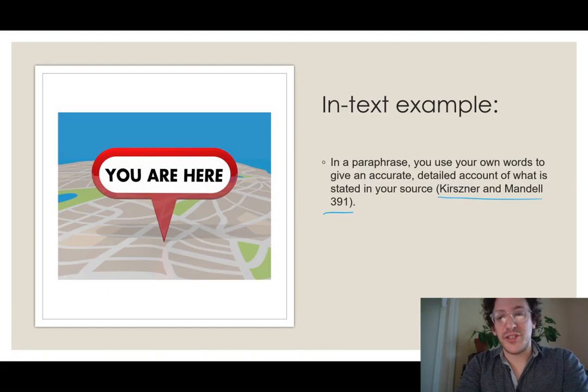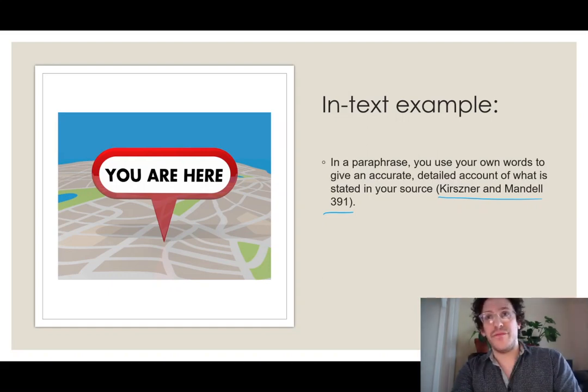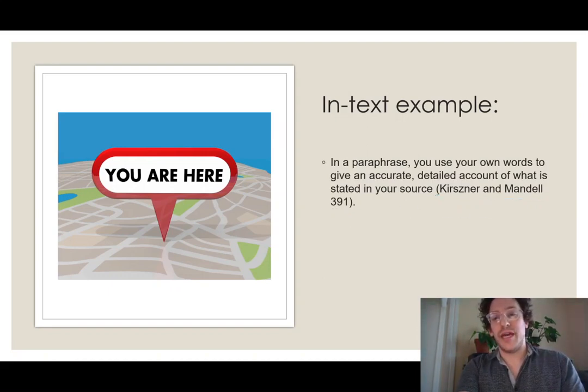So I know I'm repeating myself here, but I really want you to understand this. This citation tells me what entry to look at on the Works Cited page. It says, hey, if you want to know more about where I got this, go to the Works Cited page, look for Kirshner and Mandel, and you will see what book it came from, you'll see when it was published, all that good stuff. But again, author name, page number, no punctuation.